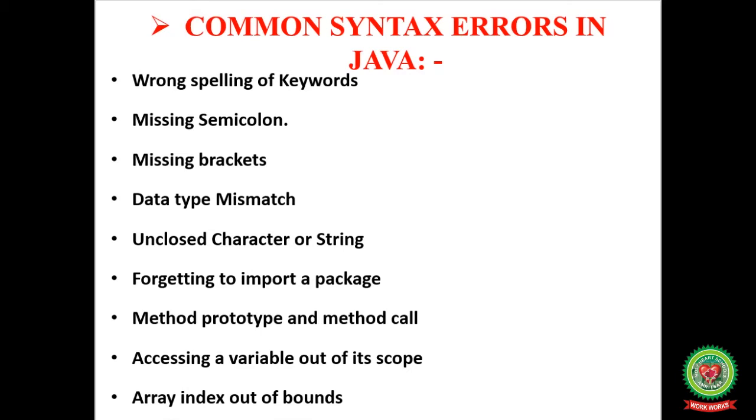Next is data type mismatch. Care must be taken towards verifying the data types of the variables when more than one are involved. Next is unclosed character or string. Caused when the compiler encounters any character or string not closed. It means if we have started double quotes, then we must end the statement with double quotes.